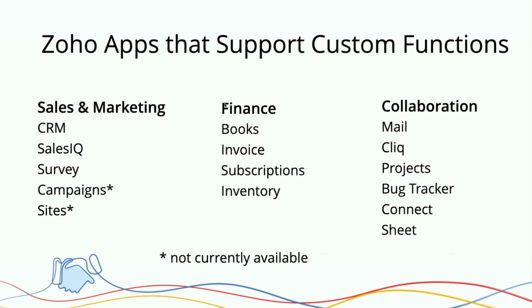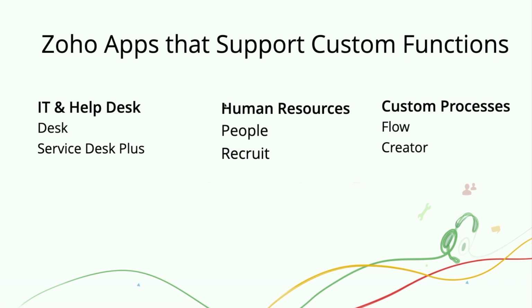So, just a list of the apps that do support custom functions: all of our sales and marketing apps. Functions are coming into Campaigns and Sites. They're not quite there yet, but they will be. And then we looked at some of these other applications, but all of our finance apps and all of the collaboration apps have functions built in. Sheet just recently got a slew of new functions and crazy stuff that you can do in there, which is really, really cool. And then all of the support apps, the HR apps, and our custom process apps all have Deluge capabilities.